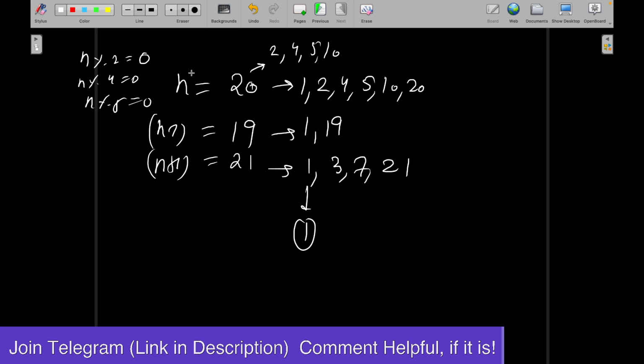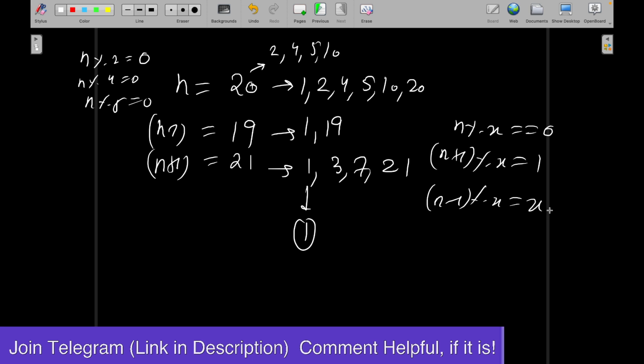Am I right? If n is divisible by a number, that means n mod that number is 0. Then n plus 1 mod that number will be 1, and n minus 1 mod that number is guaranteed never to be 0. That means if n is divisible by a number, n plus 1 and n minus 1 will never be divisible by that number. I'm not talking about 1, so x is not equal to 1. For 1 it can happen. Obviously 1 is a factor of every number, but for any other factor this will not happen.